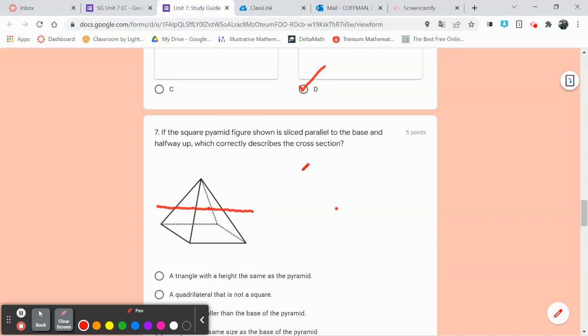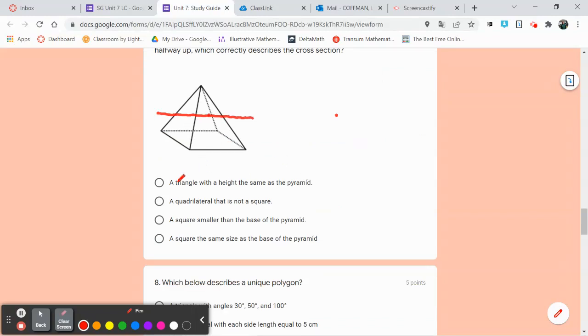So let's see if we can find it. A triangle with a, no, a quadrilateral that's not a square, that's not true. A square smaller than the base of the pyramid. There it is. The last one says a square the same size as the base of the pyramid. That is not true in pyramids because as you go up, your pyramid goes to a point. So that means your cross-section gets smaller as you go up from the base.